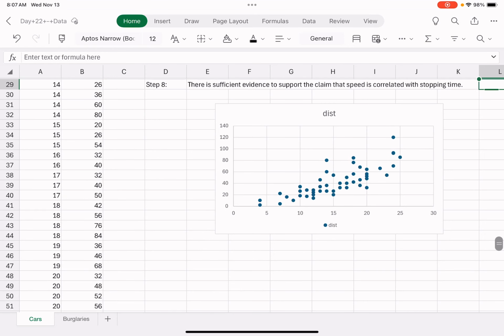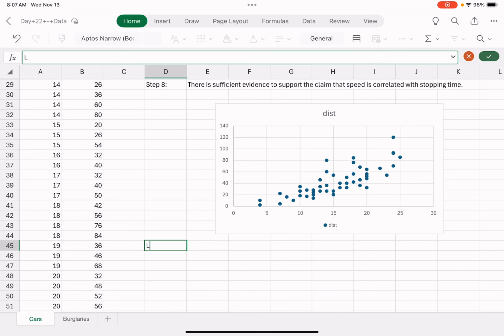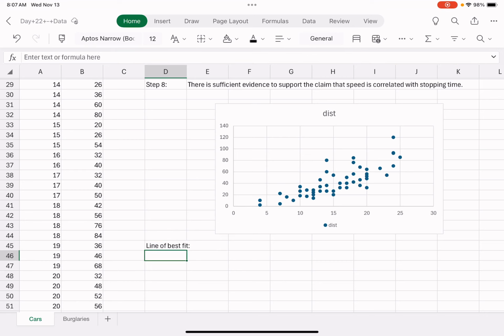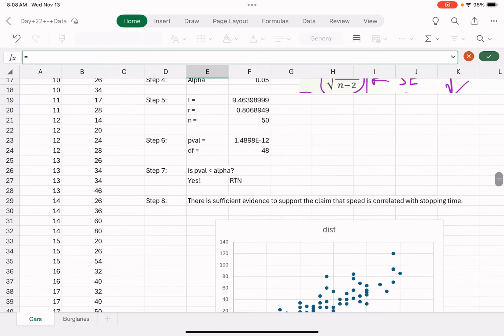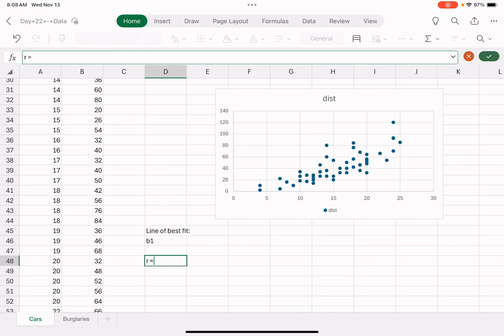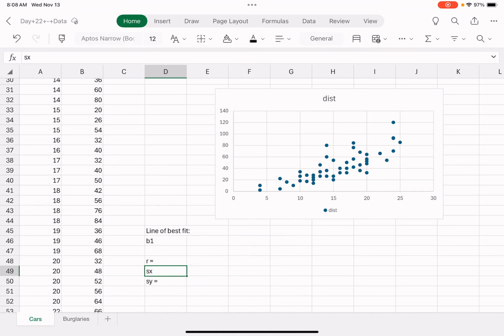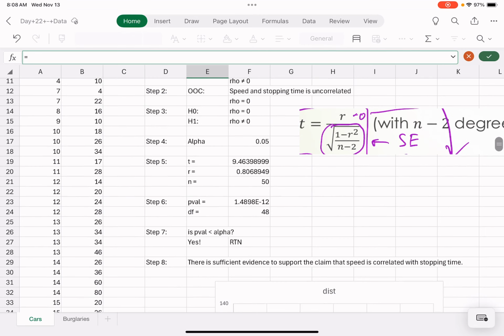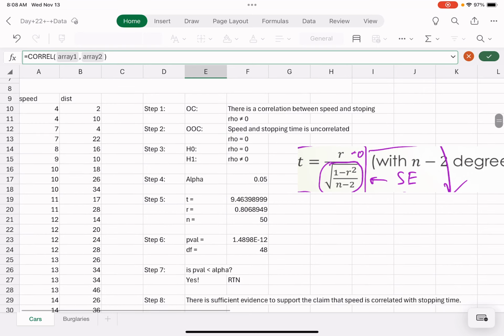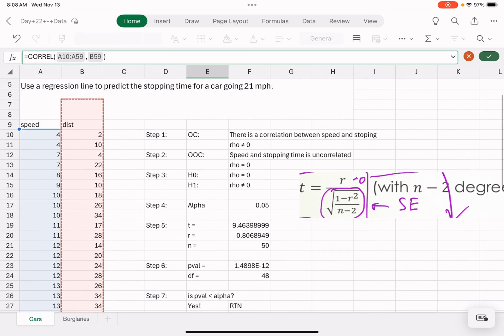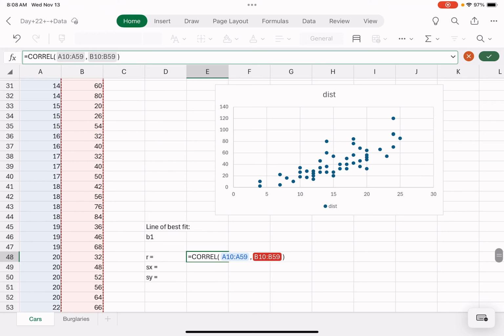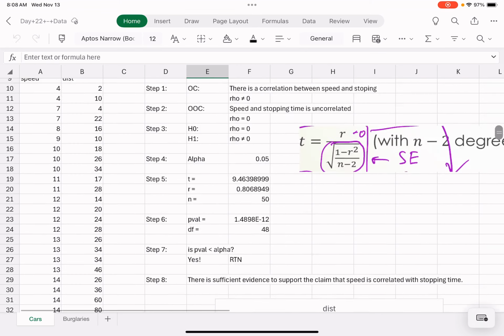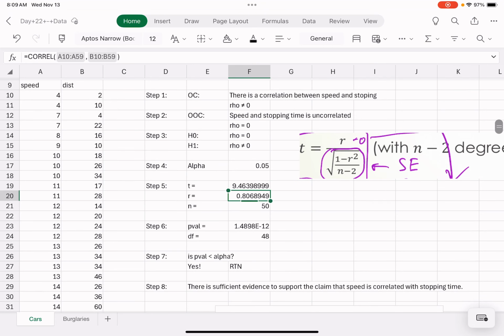So first thing I'm going to do is get my line of best fit. We have a statistically significant linear correlation, and so the next thing to do would be to plot the line of best fit. We start with B1, and I need a few things here. I'm going to need R, SX, and SY. R is our correlation, so I'm going to retype that in. Get my first array here, and my second array there. Good. So there's my two arrays. Enter. There's my R, and that matches the same R I found before, right there.